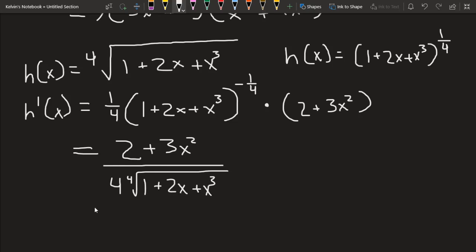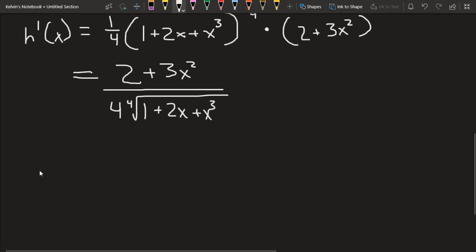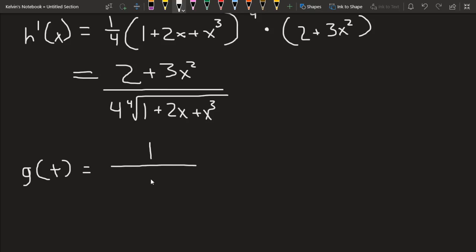And then let's say we have another problem here. We're asked to find g of t is equal to 1 over (t fourth plus 1) cubed. Take a moment or two to figure this problem out, and when you're done, come back.